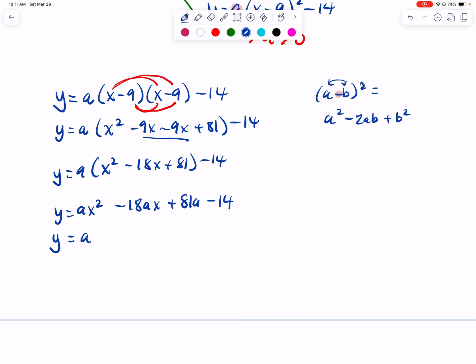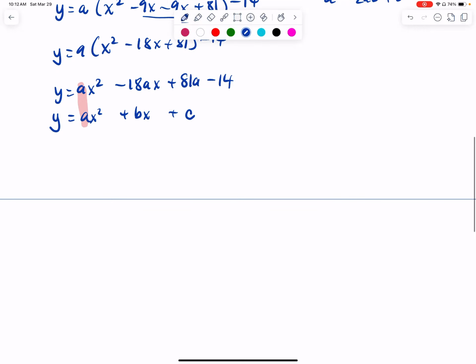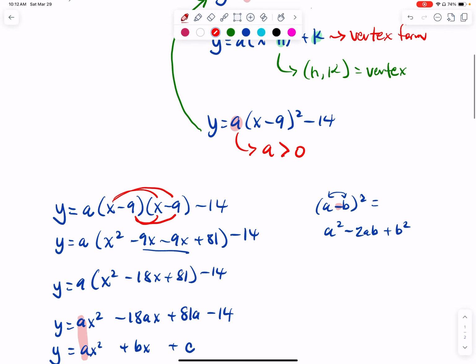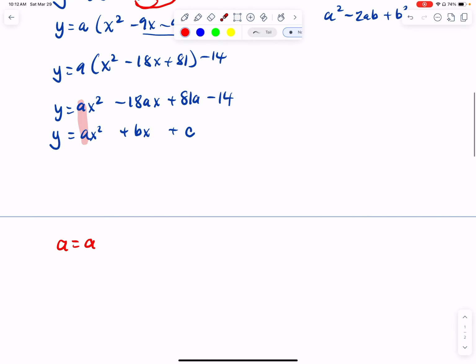Y is equal to ax squared. Those two things are exactly the same. Plus bx. So our x term has to be exactly the same. Plus c. The constant term has to be exactly the same. So I'm going to match these things up. First of all, our a is our a. Well, I mentioned at the beginning that a in both of these equations is exactly the same, whether it's in standard form or in vertex form.